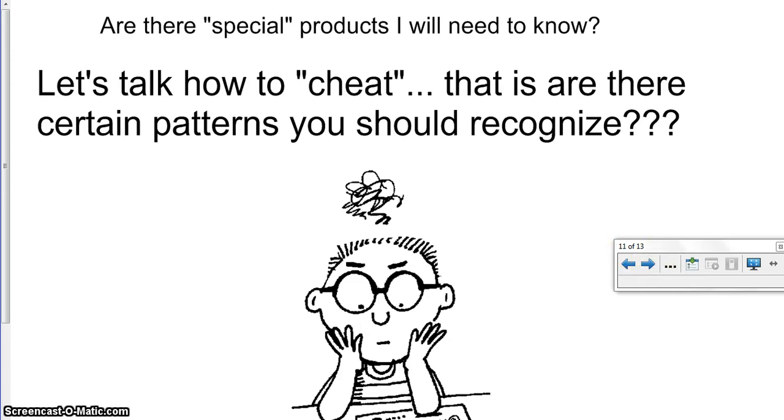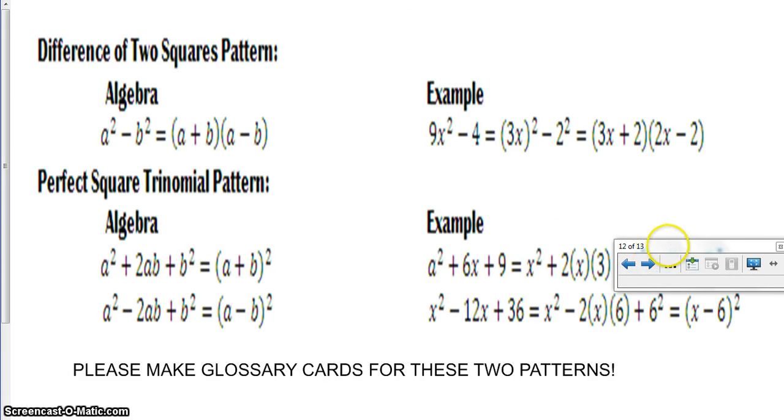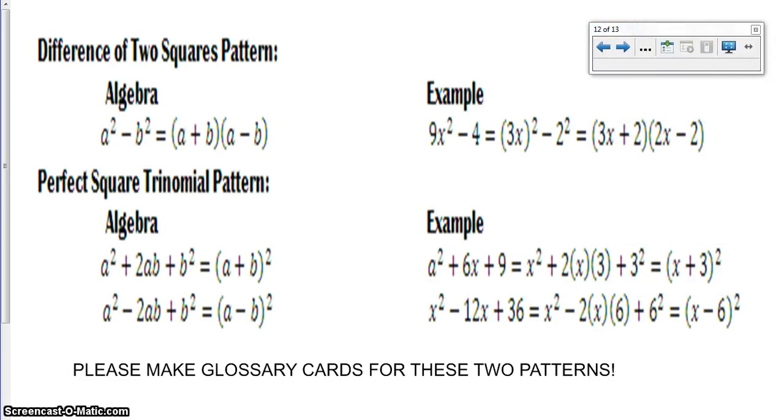Now, are there special products you're going to need to know? Yes, there are. Let's talk about how to cheat. That is, are there certain patterns you should recognize? Please make glossary cards for these two patterns. The first pattern is the difference of perfect squares. If you have a squared minus b squared, it factors as a plus b times a minus b. It is the product of the sum and the difference of the roots.